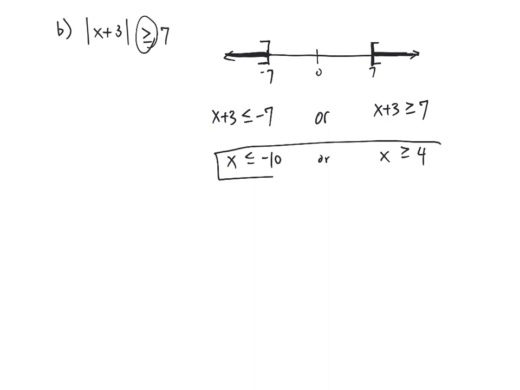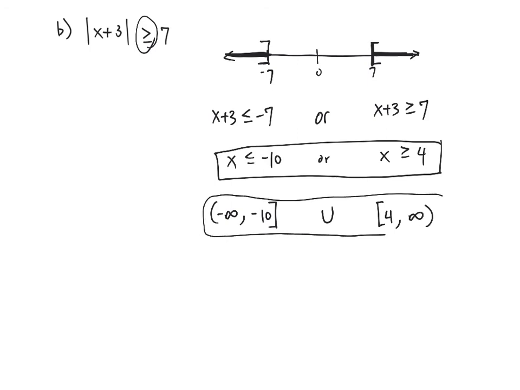And there's our solution. In interval notation, the left one starts from negative infinity and goes all the way up to negative 10. Or is union, and then the right one starts at 4 and goes to infinity. So that would be the equivalent interval notation.